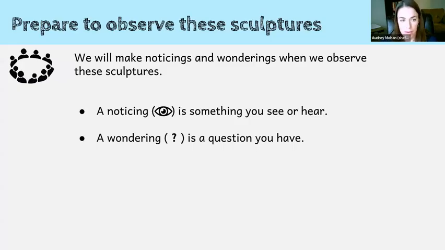So take a moment in your classroom and remind students that noticing is something that you observe, you see, or hear. And a wondering is a question you have about it. So you'll prepare students that way, and then we'll watch a really interesting sculpture.